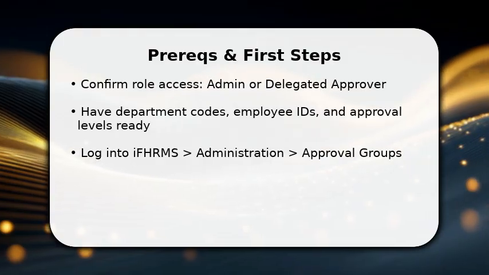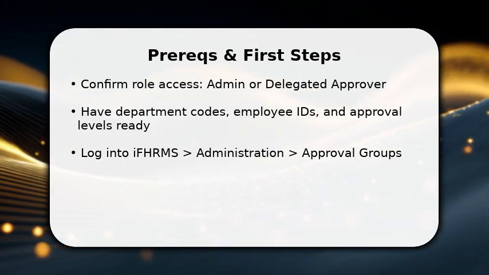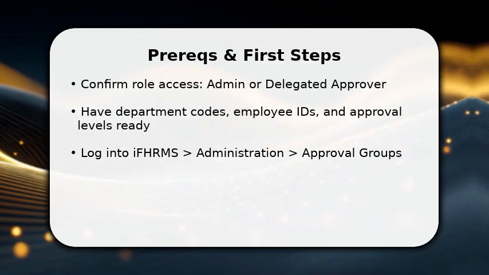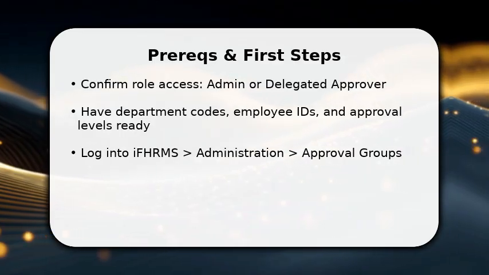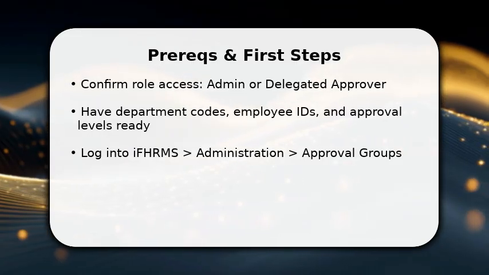You start by verifying permissions. You must be an admin or have delegated approver rights because IFHRMS restricts group creation. Once confirmed, gather department codes, employee ID, and the intended approval levels so you won't interrupt the flow.